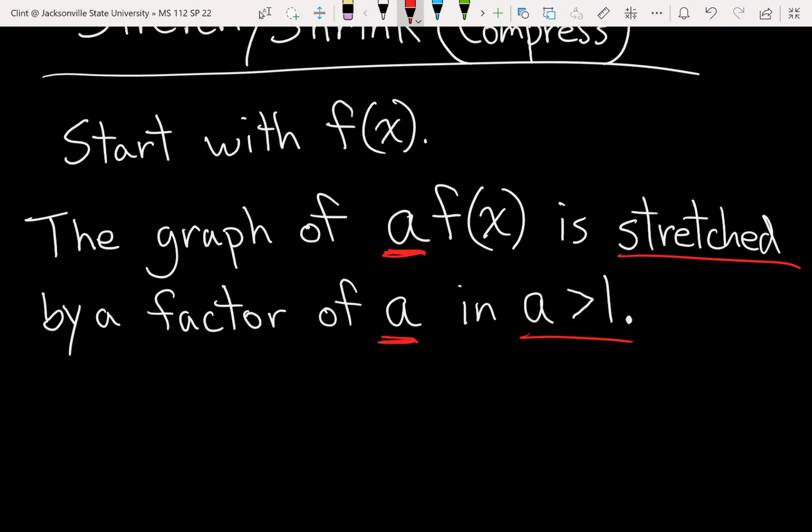Okay? And if you think about multiplying by a number bigger than 1, so let's say we're going to multiply by 2, and if you multiply even just a number by 2, it makes the number bigger. So if we multiply a function by 2, it's going to make the graph bigger, and the way that shows up is it's stretched out.